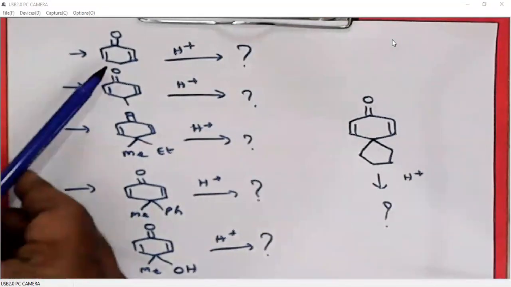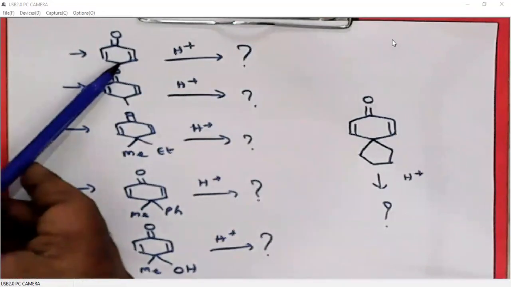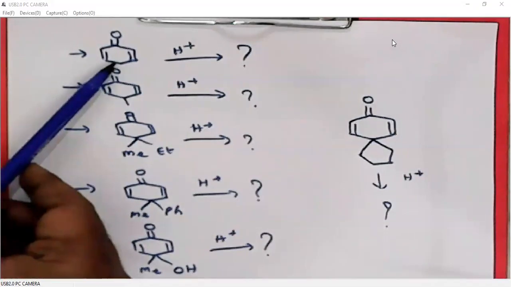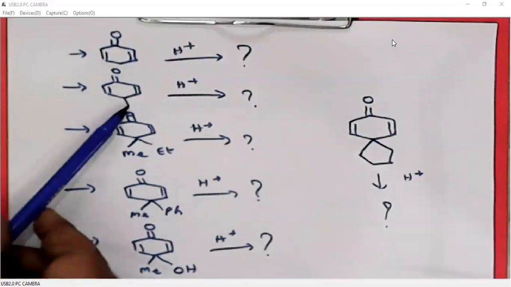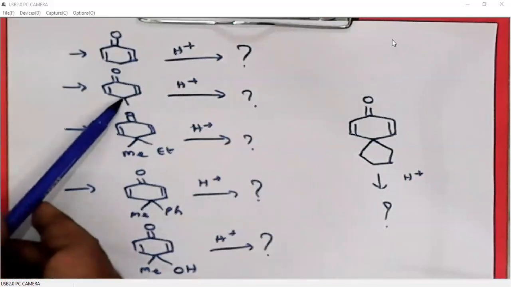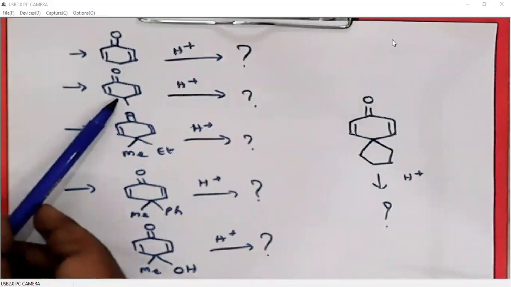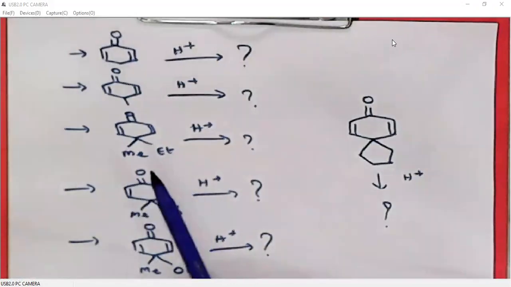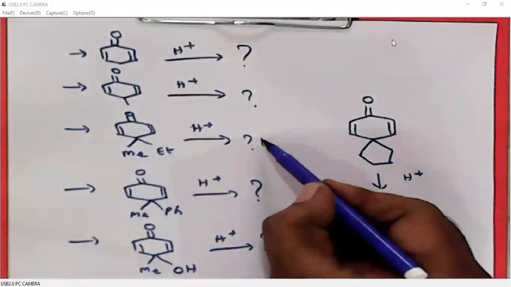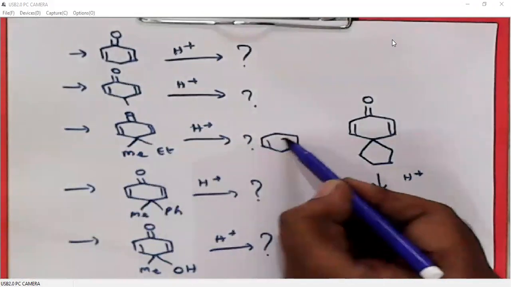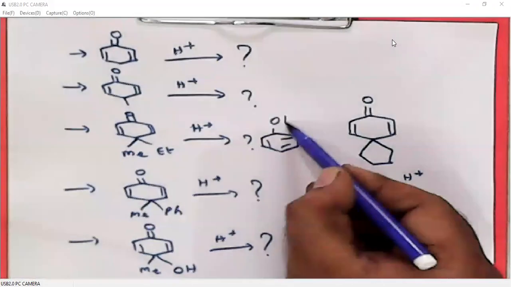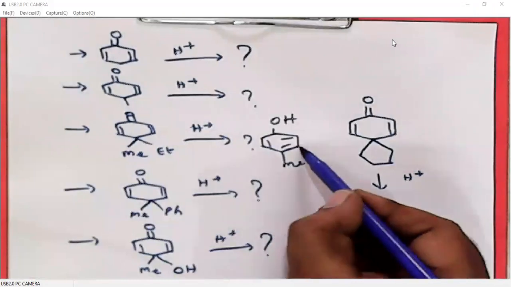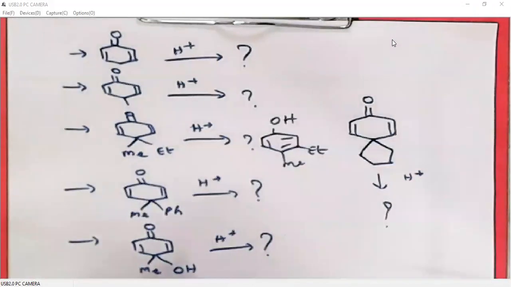So in this case, we don't have an alkyl group, so hydride migration will occur. Here we have a methyl group, and of course another hydrogen is there. So again here, hydride transfer takes place because it is the first preference. And we have methyl and ethyl. Among methyl and ethyl, ethyl migration is the first preference. Then when you want to write the product, just write phenol. Here the migratory group is the ethyl.